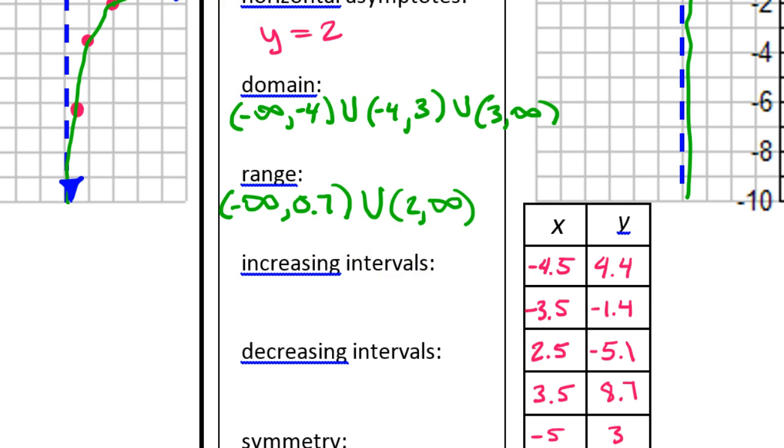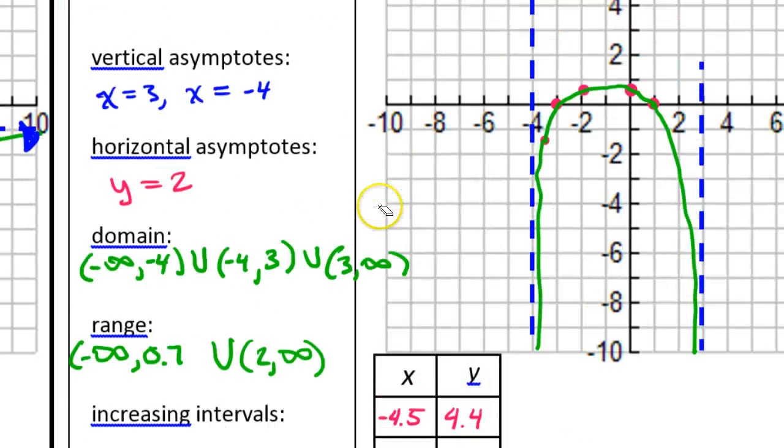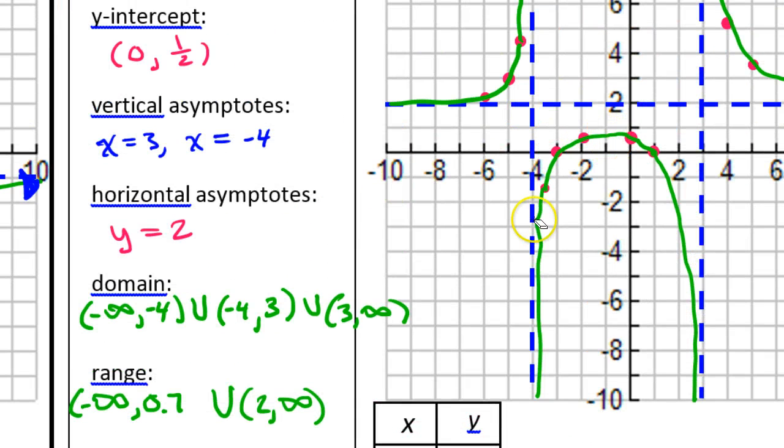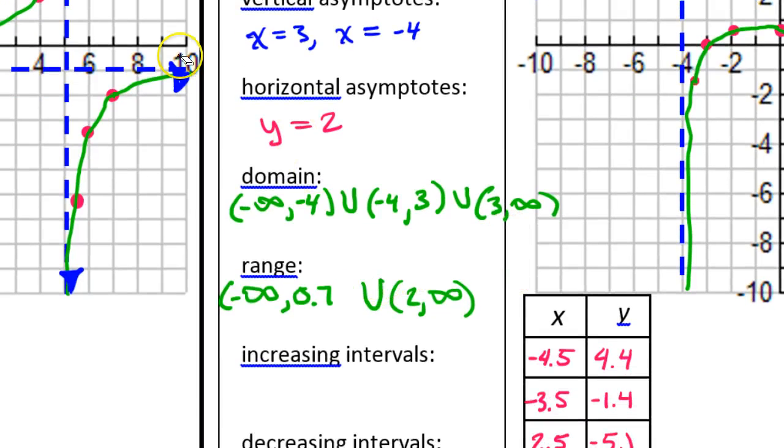Oh, I made one mistake just now. This 0.7, the top of that little hill, is not an asymptote or anything. This is just a regular point. It's right on the graph. So I shouldn't be using a round parenthesis. I should be using a square bracket to show that that point is included in the range.